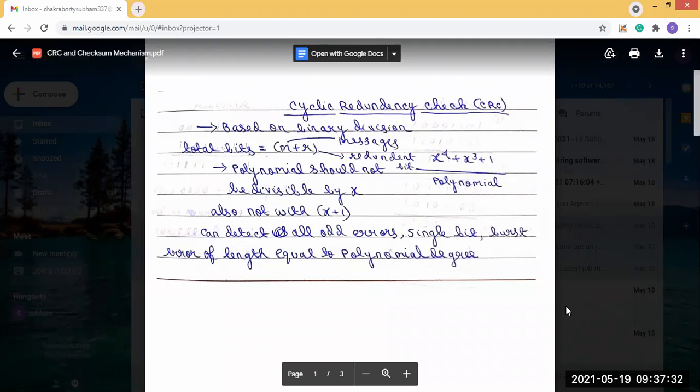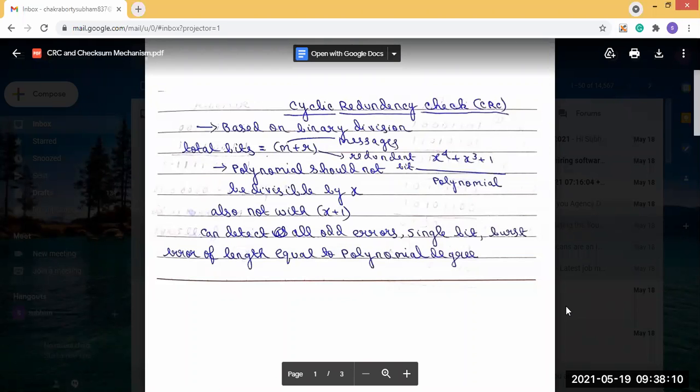I will discuss that here the polynomial should not be divisible by x and also not by x plus 1. And it can detect all odd errors, single bit errors, and burst errors of length equal to the polynomial degree. Burst error means more than two errors, and the error length equal to the polynomial degree. According to the highest polynomial degree, the error will be detected.